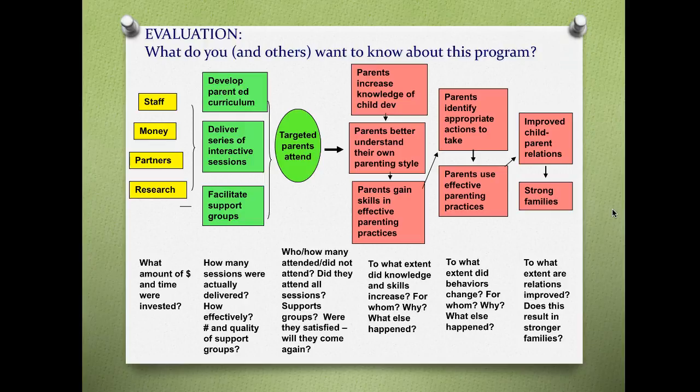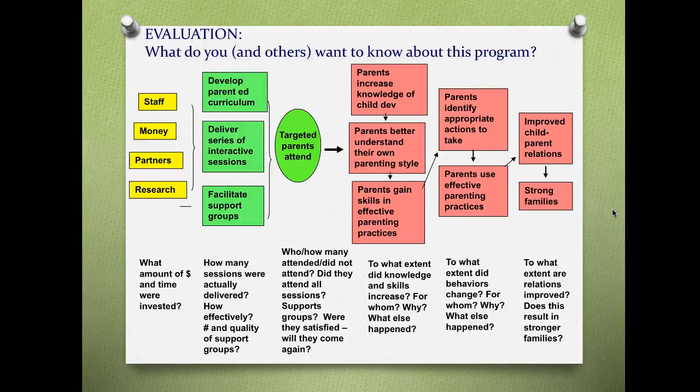Questions on the right-hand side of the logic model are answering questions about the outcomes. To what extent did knowledge and skills increase? For whom did they increase and why? And then what else happened as a result of the activities that were offered? And then medium-term outcomes: to what extent did the behaviors change for the parents? For whom and why, and what else happened?